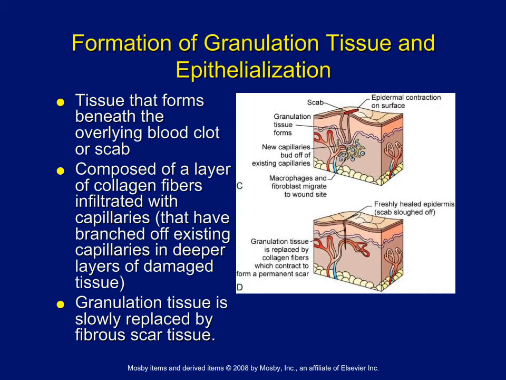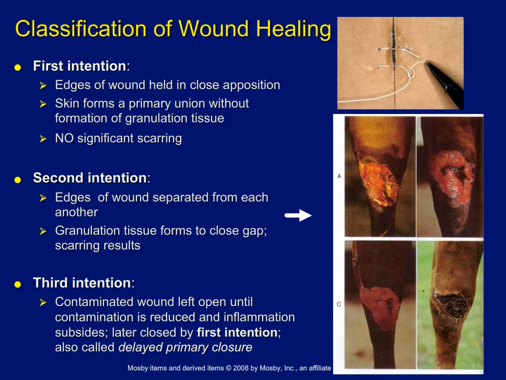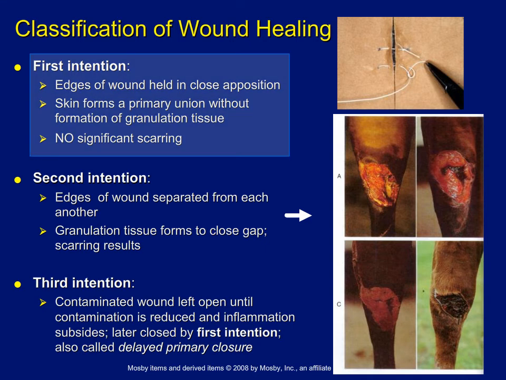If the distance is too wide, then we're going to have something happen called second intention healing. So as your book says, wound healing can be classified as either first intention or second intention. Now, first intention healing is probably the most desirable because in this case we have the edges of the wound held together in close proximity to allow the epithelial tissue to bridge the gap at the same time that the connective tissue is bridging the gap.